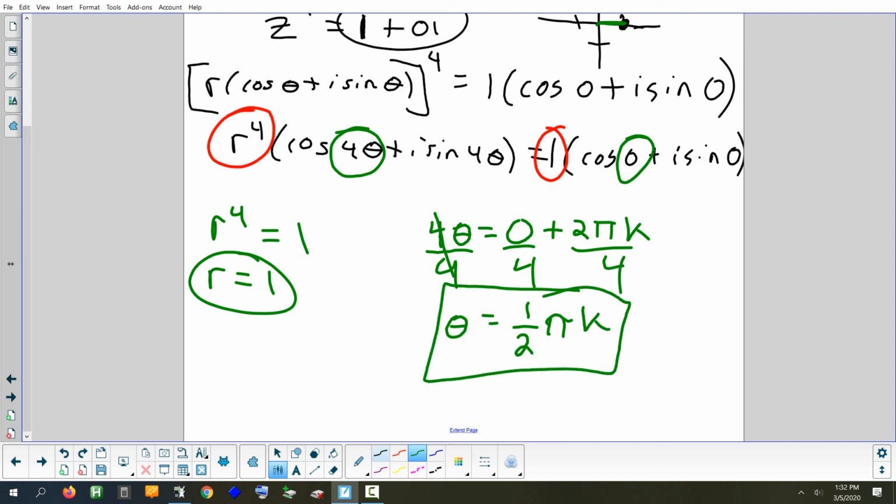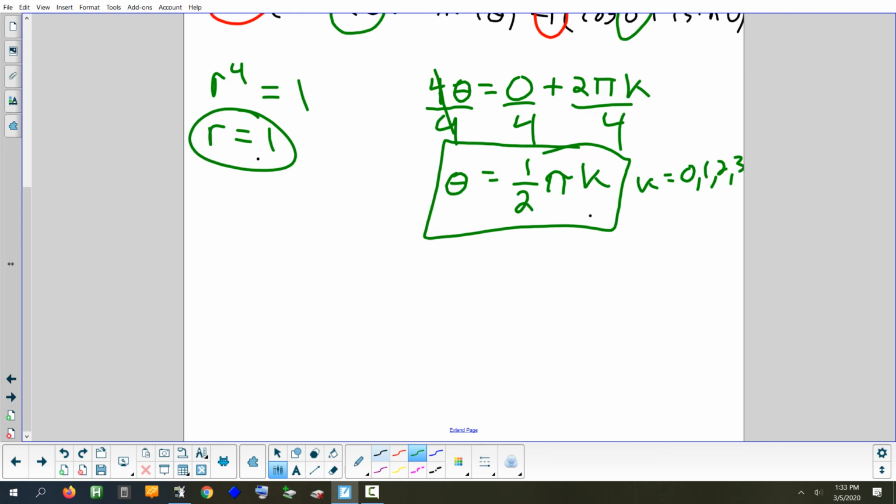There is your formula to find your angle. So you got your radius. Here's how you find your angle. Now k is going to equal what numbers? We want to get 4 answers. 0, 1, 2, 3. Okay. So now we're going to write the 4 answers.